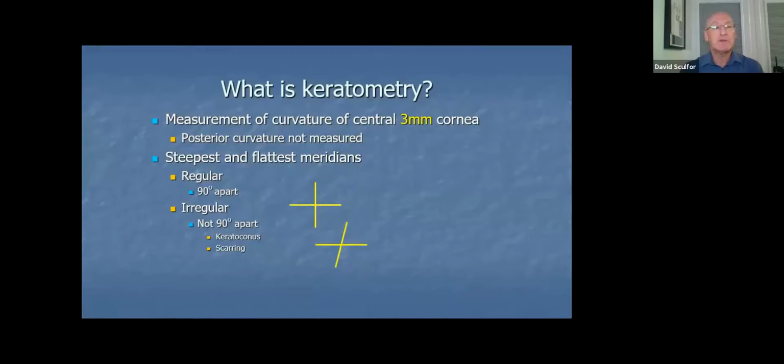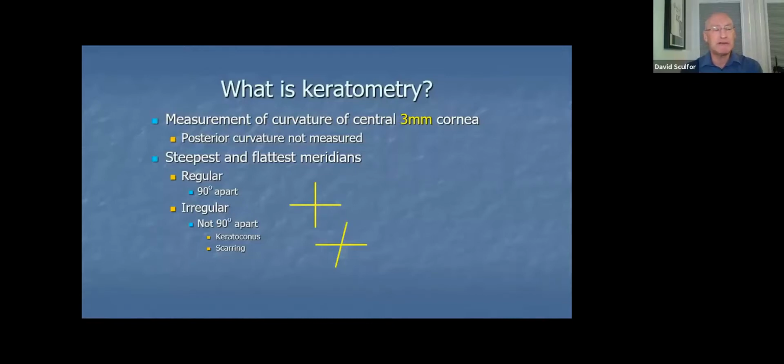So the keratometry reading gives you 2 meridians, the steepest and flattest. If it's regular astigmatism, then they will be 90 degrees apart. If it's irregular astigmatism, for example, in keratoconus or the scarred cornea, then those maximum and minimum meridians will not be at 90 degrees.